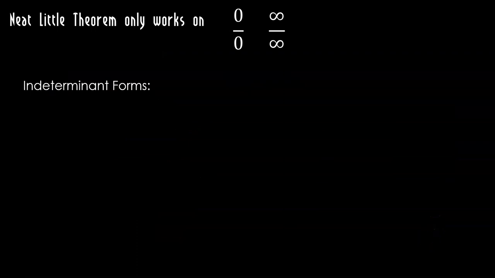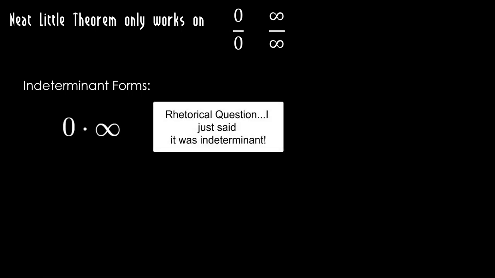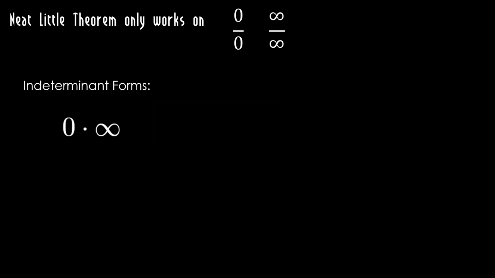This theorem only works when you have 0 over 0 or infinity over infinity. There are other indeterminate forms. 0 times infinity, what is that? We don't know. 0 times any number is 0, but infinity is not a number, it's a concept, it's funky. So I don't know which one has a stronger pull.